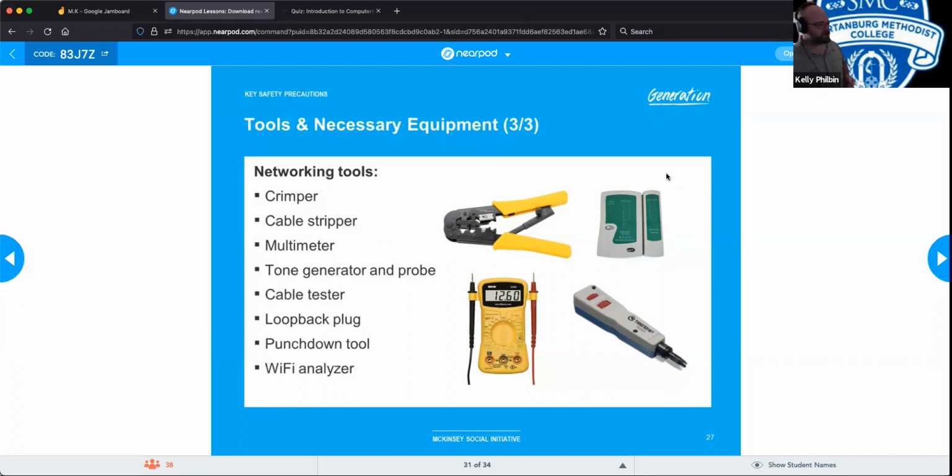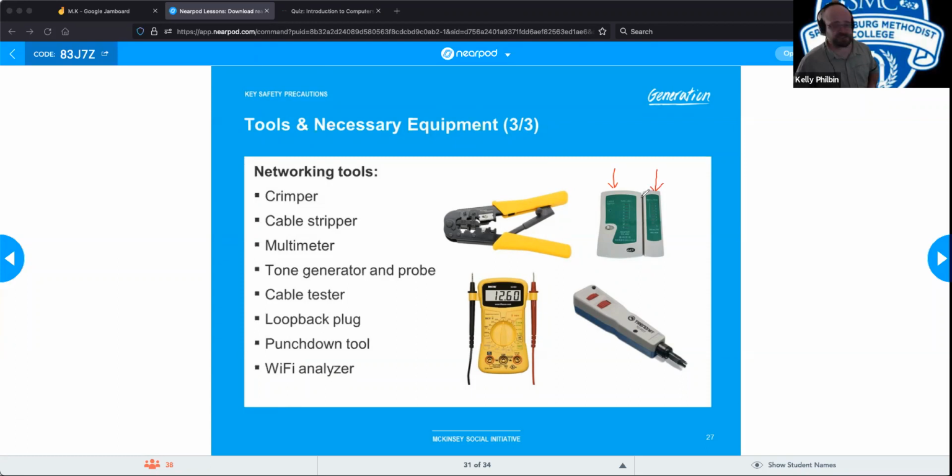This right here is a cable tester. So if you're making cables, you want to make sure that you did it right, because trust me, you don't want to install all this stuff and then find out you didn't make the cable properly. So you would plug one end of the network cable in here, the other end of the network cable in here.